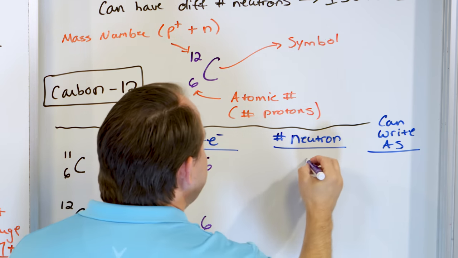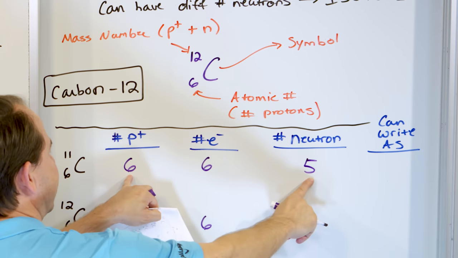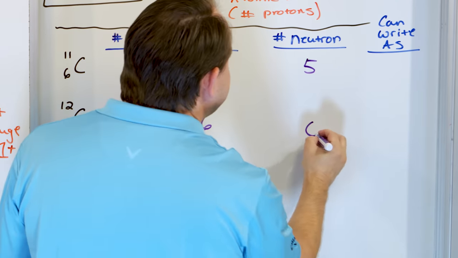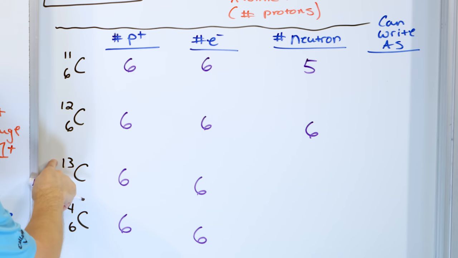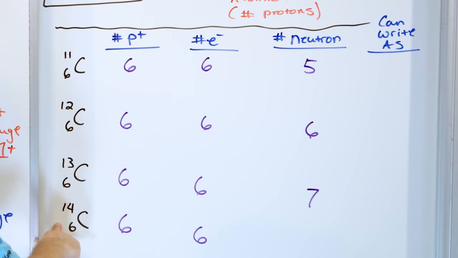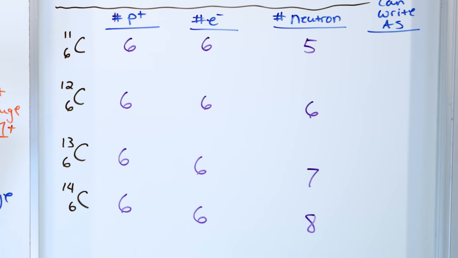11 minus 6 is 5, so that means there has to be 5 neutrons here, because the protons plus the neutrons, 6 plus 5, is equal to 11. Now here we subtract 12 minus 6, there's 6 neutrons here. Here we subtract 13 minus 6, there's 7 neutrons there. Here we subtract 14 minus 6, so we have 8 neutrons right here.